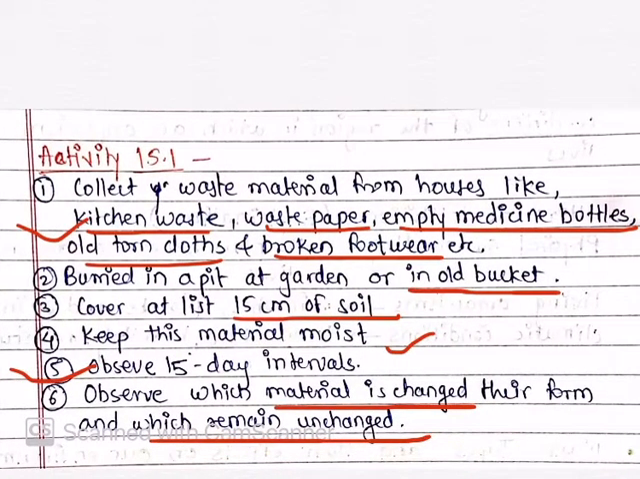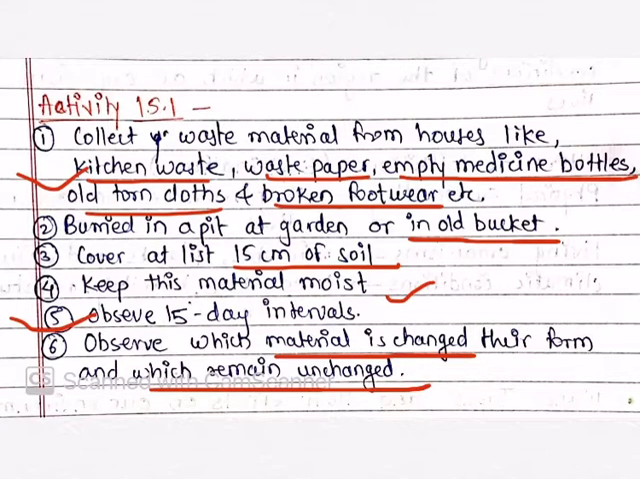The next activity is given for the explanation of waste. We have to collect different types of waste from your house, such as kitchen waste, waste paper, empty medicine bottles, old torn clothes, and broken footwear. You have to bury this waste inside a pit, or if you do not have a garden, then collect it in a bucket.